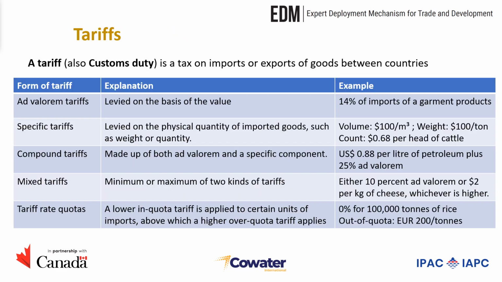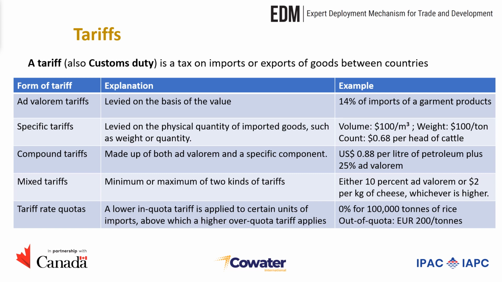The next concept that we would like to introduce is tariff. Tariff, or customs duties, is a tax on import or export of goods between countries. There are different forms of tariff, which can be divided into 5 basic categories as we indicate here. The first form of tariff is the ad valorem tariff, or the tariff imposed based on the value of the goods. For example, the tariff on garment products is 14% of the shipment value. If the shipment is worth $100,000, the tariff will be $14,000.